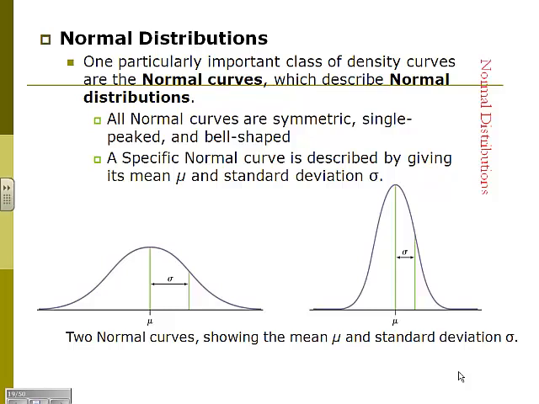One particularly important class of density curves are the normal curves. And the normal curves describe normal distributions. So a couple of characteristics. All normal curves are symmetric, single-peaked, and bell-shaped. A specific normal curve will be described by giving both the mean, mu, and the standard deviation. And you can see that normal curves can have different sizes. The one on the left is a short little fat one. The one on the right is a tall skinny one. But they are both normal curves because they both show the mean, mu, and the standard deviation. They're both symmetric, they're both single peaked, and they both have a bell shape.